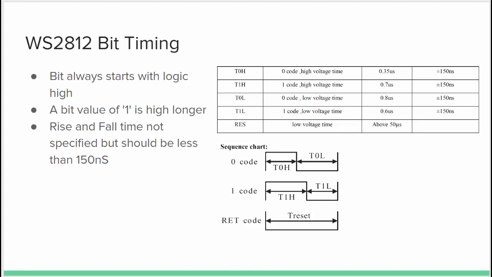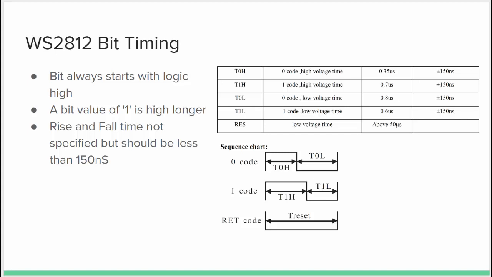There's also this thing called a RET code or a reset code. And this code is essentially saying, hey, we're done. You can actually update your LED to whatever data you have, rather than expecting more data to be incoming. So we have to do that as well.